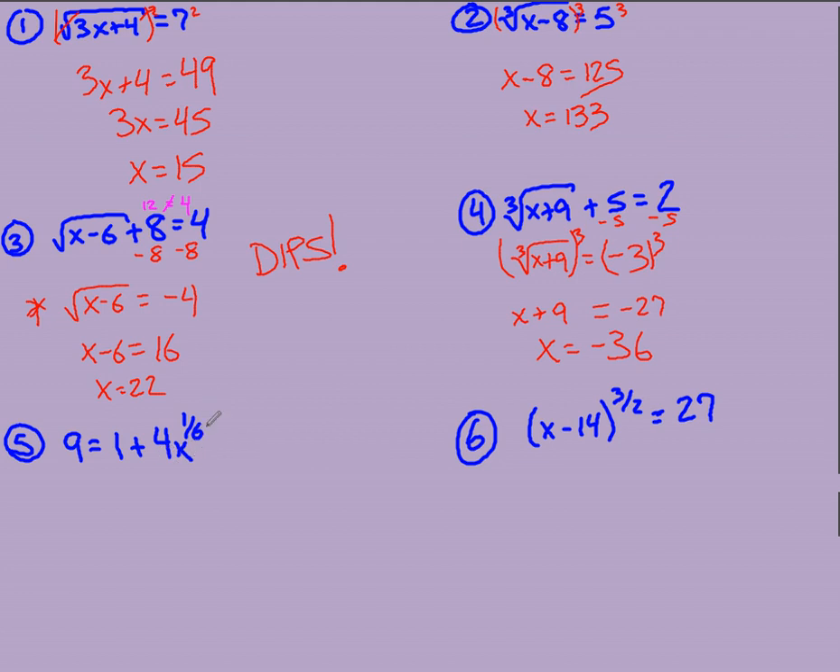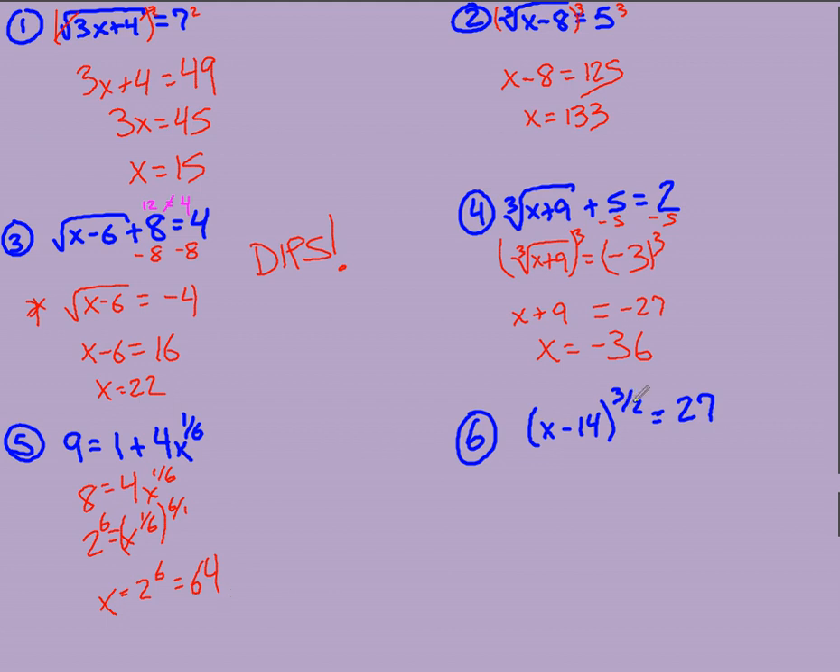Over here, now we have rational powers. First, we need to make it so that this x to the whatever power is by itself. Subtract 1 from both sides to do that. X to the 1/6 power. Then I'll divide by 4. It leaves you 2 equals x to the 1/6. I need to raise both sides now to get rid of the 1/6. I'd raise it to the 6 over 1, or just the 6th power. So my answer is x equals 2 to the 6th, and 2 to the 6th power is 64. There's your answer for number 5.